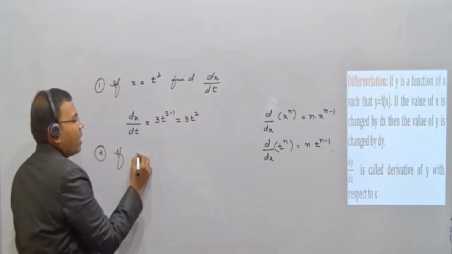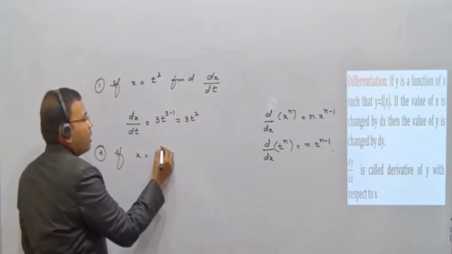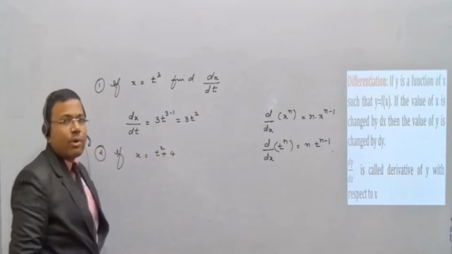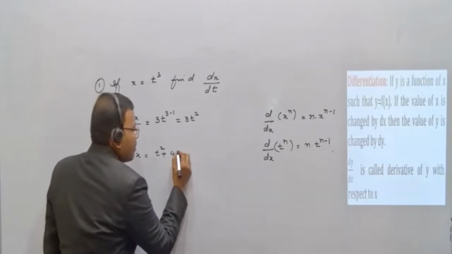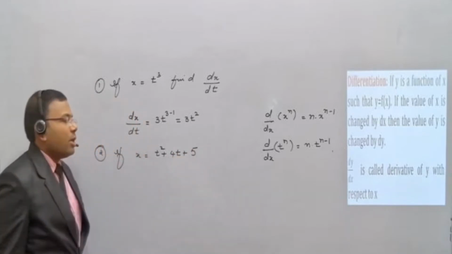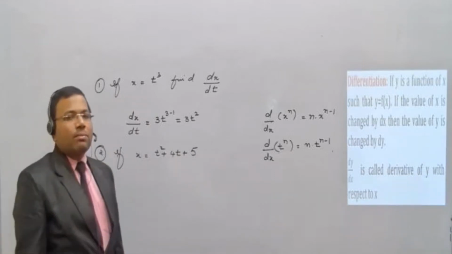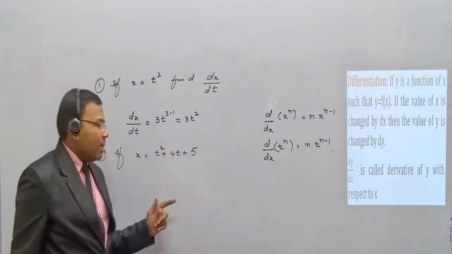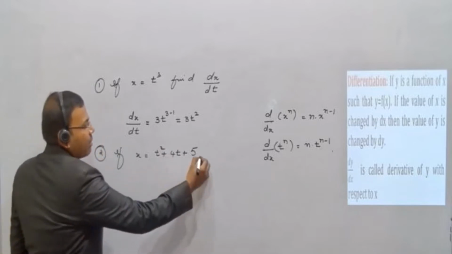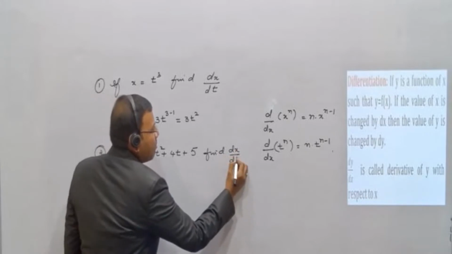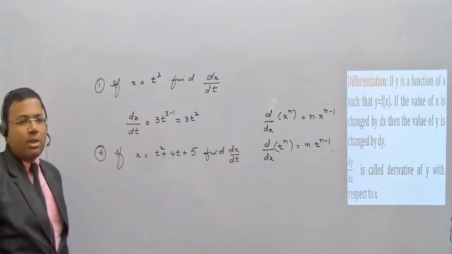If x is equal to t square plus 4, अब हम साथ में 4t और थोड़ा बढ़ा देंगे, थोड़ा सा स्टैंडर्ड क्वेश्चन बना रहा हूं बेटा. चलिए, t square plus 4t plus 5. So 4t. तो अब आइए बेटा यहां पे हम डिफरेंशिएशन करेंगे. Find dx by dt.